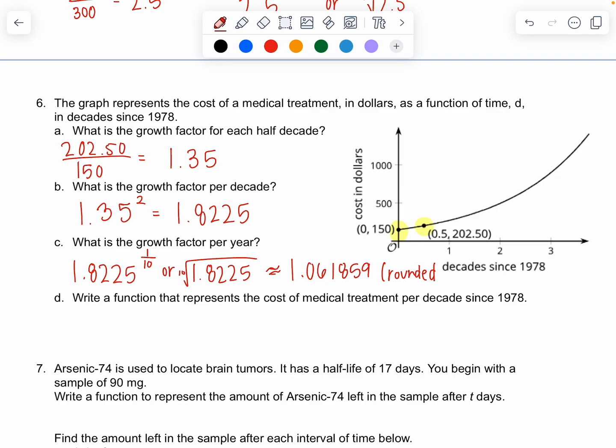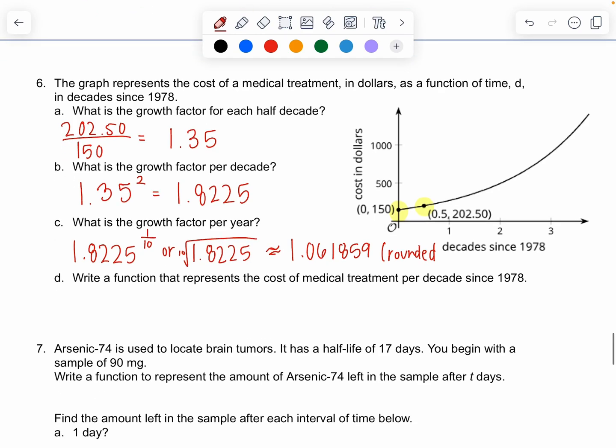Write a function that represents the cost of medical treatment per decade since 1978. And since that is this one, it started out at 150, so C of D. Cost of medical treatment per decade, it started out at 150, and each decade, it's timesing by 1.8225 per decade. So D is the amount of decades.